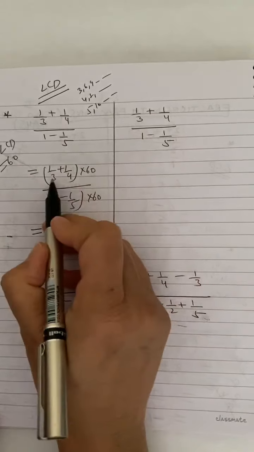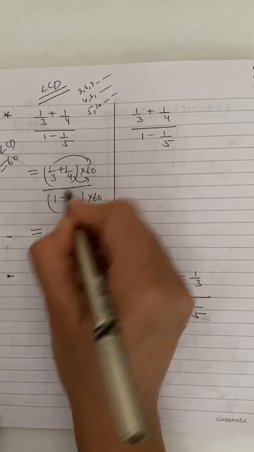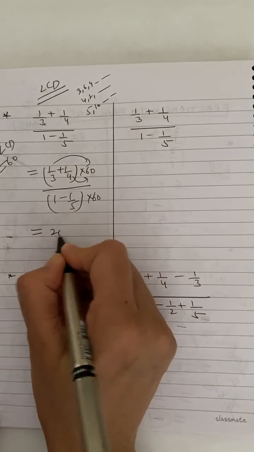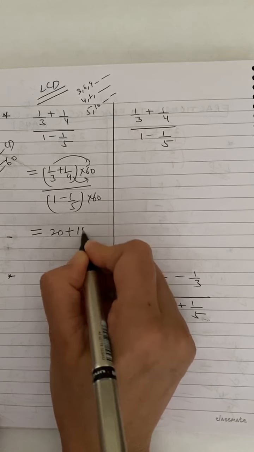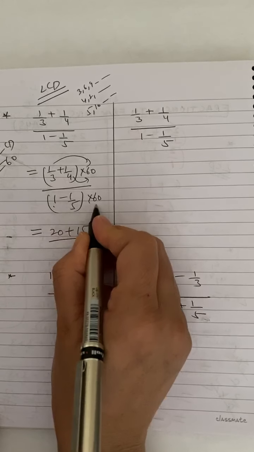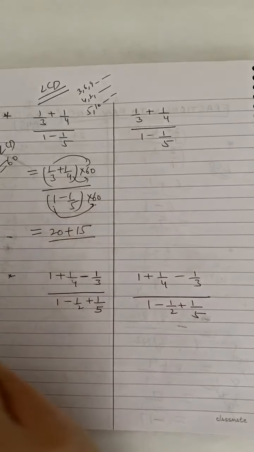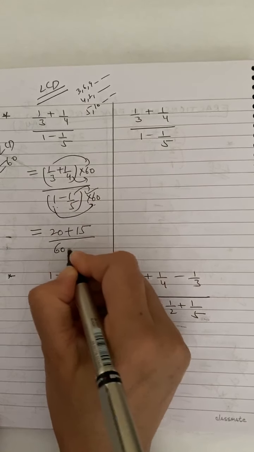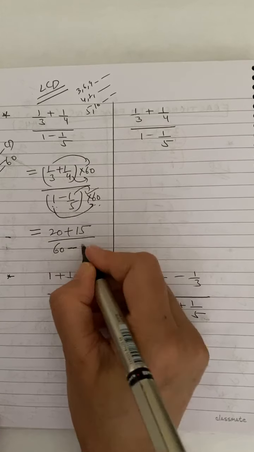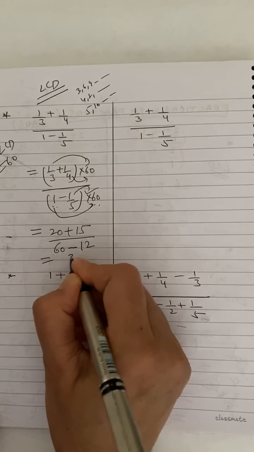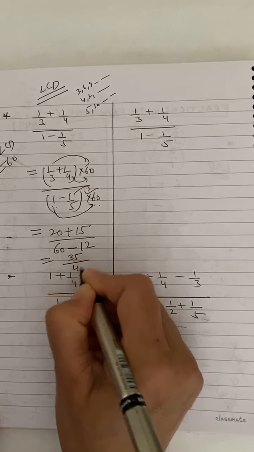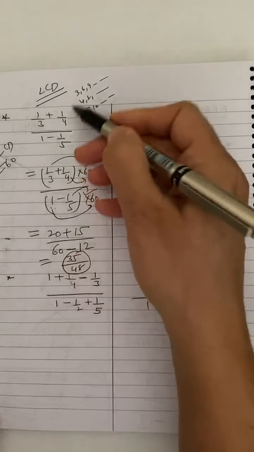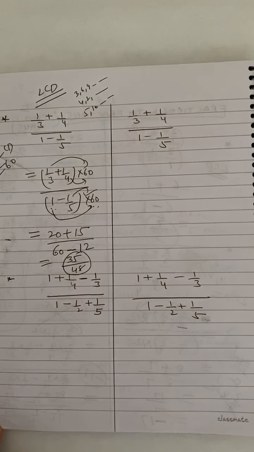We have to multiply both. 1/3 of 60 is 20. 1/4 of 60 is 15. And then 1 times 60 is 60, minus 1/5 of 60, which is 12. So this becomes 35 divided by 48. It's much simpler if you use the least common denominator.